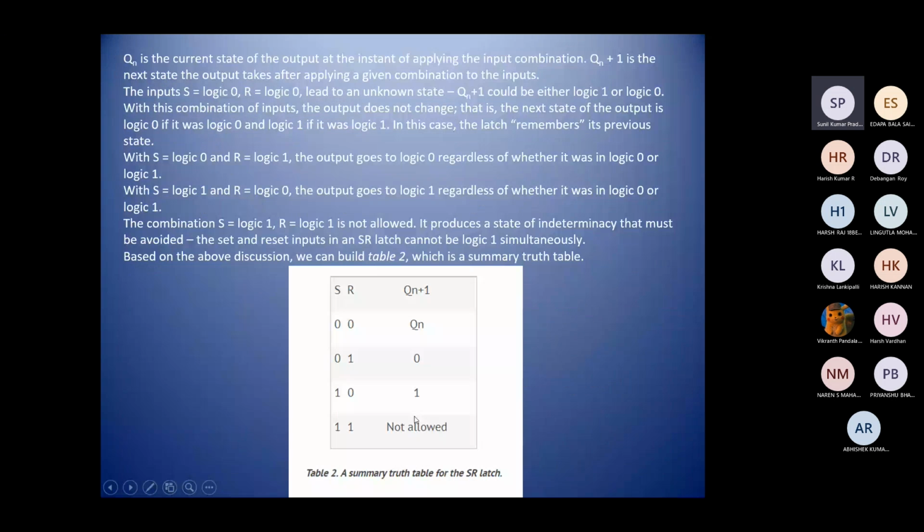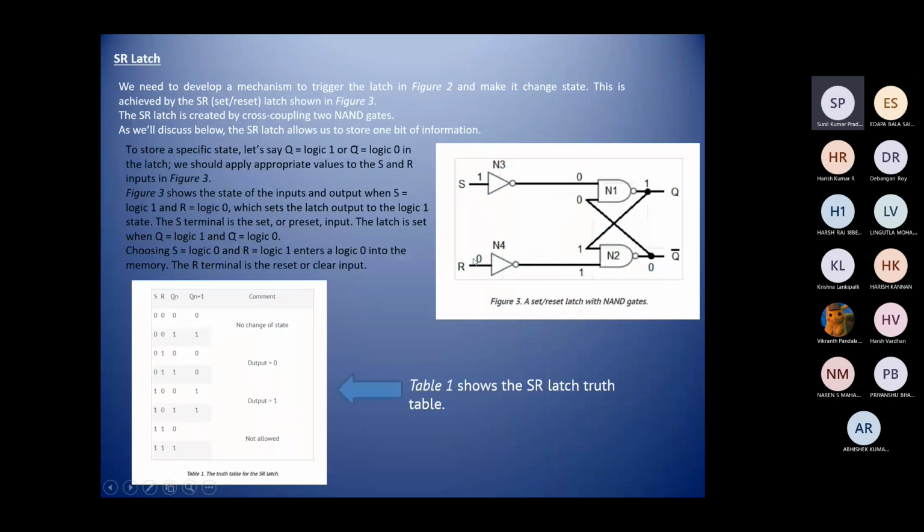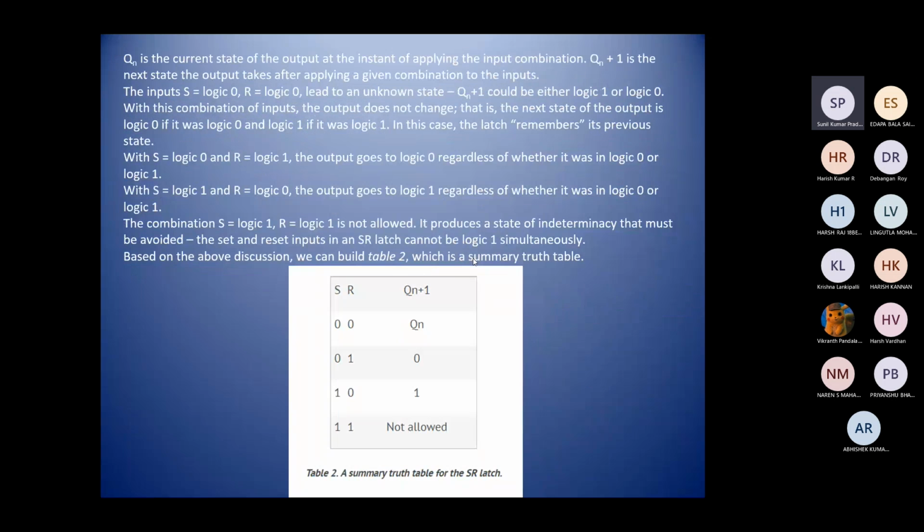So the main consideration is that Qn is the current state of the output at the instant of applying the input combination, and Qn plus 1 is the next state of the output that it takes after applying a given combination to the input. So the input S is equal to logic 0 and R is equal to logic 0, that leads to an unknown state, that is Qn plus 1 could be either logic 1 or logic 0.